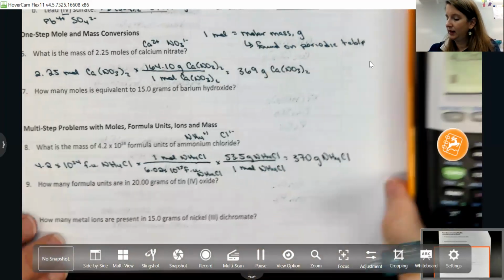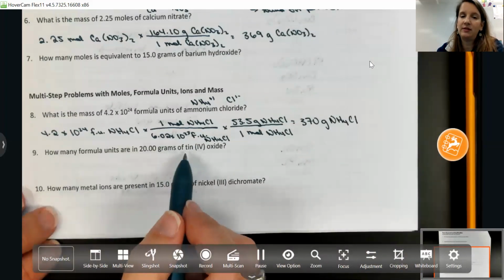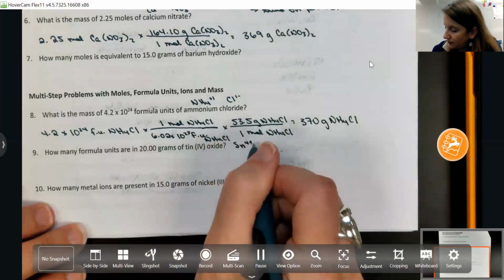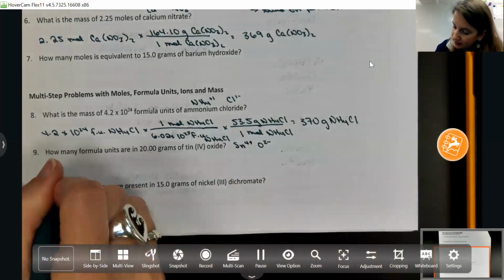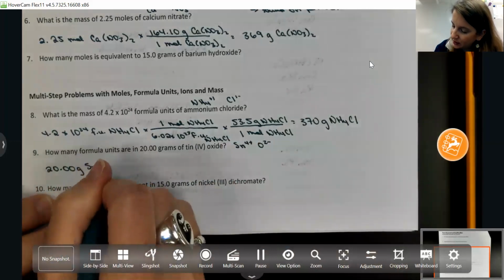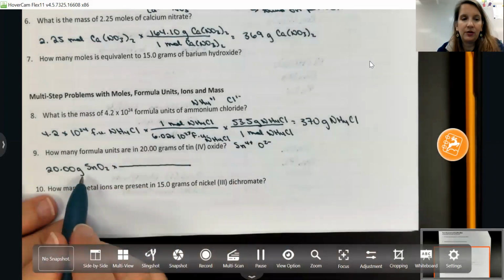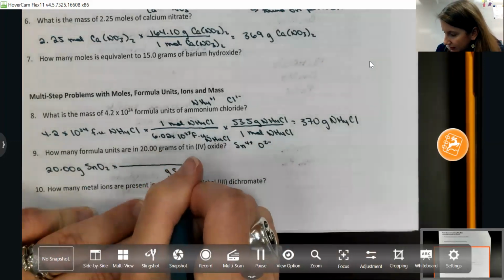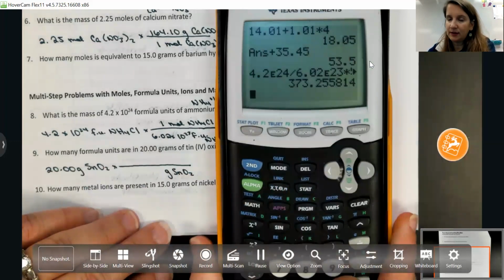Okay. Number 9 here, how many formula units are in 20.00 grams of tin 4 oxide? Tin has a 4+ charge here. Oxide is O 2-. So we have 20.0 grams of SnO2. So we need to put grams on the bottom. So we have grams of SnO2 down here. That means that we had to find the molar mass.